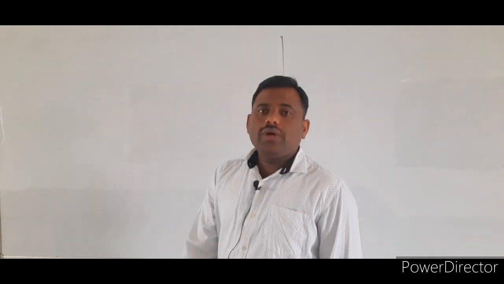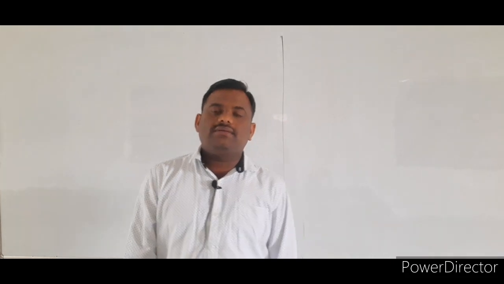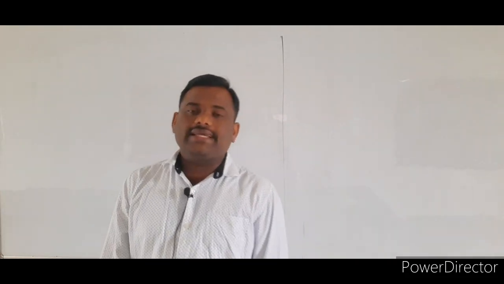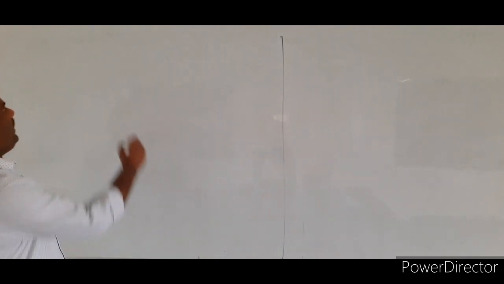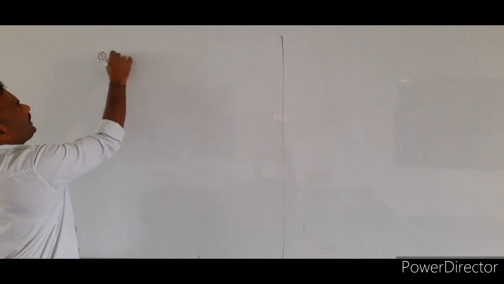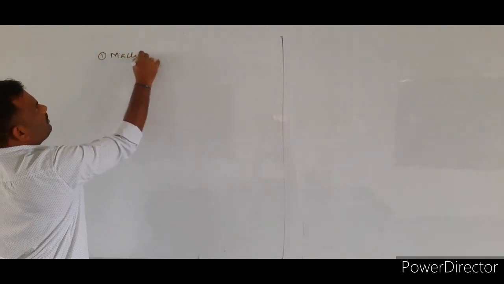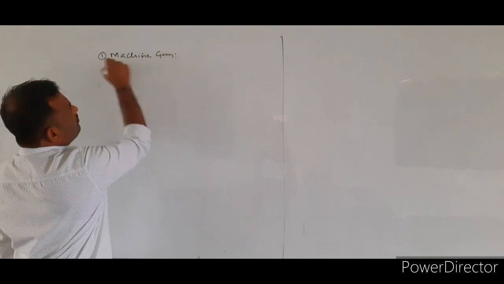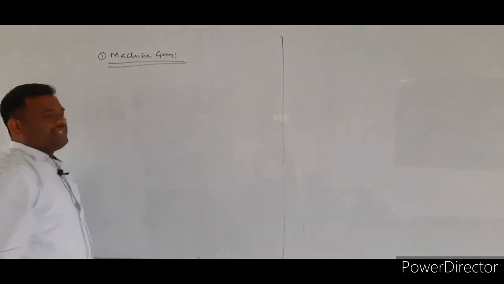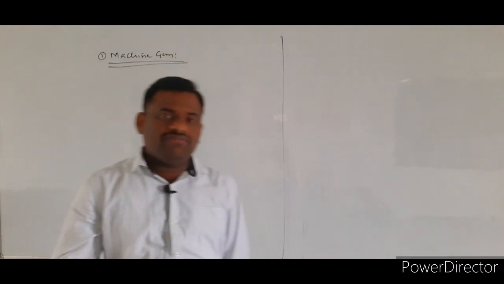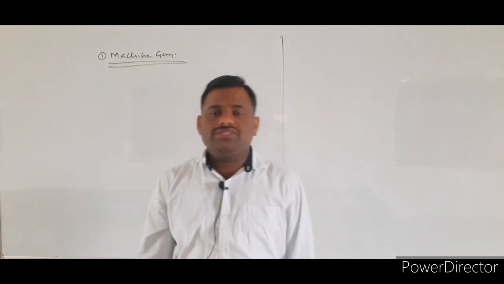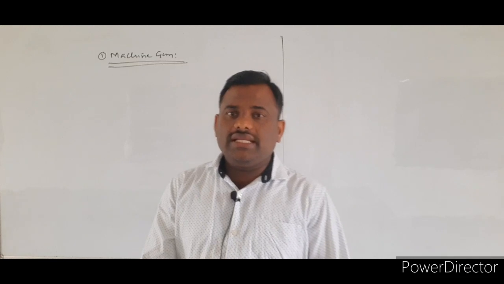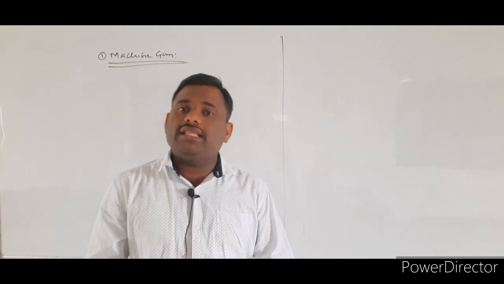Now, we are going to discuss some of the applications of Newton's second law. In that, the first application is related to machine gun problems. Important application. Most of the numericals come from this application. So, what does the machine gun application mean? By using the machine gun, generally we are firing bullets.